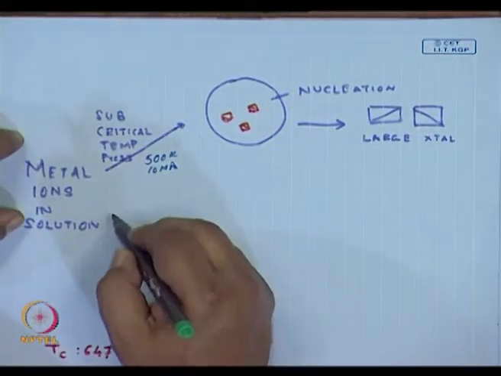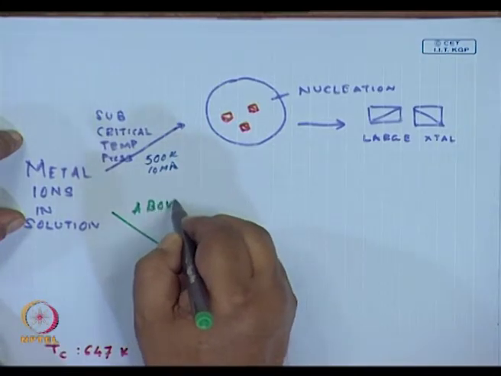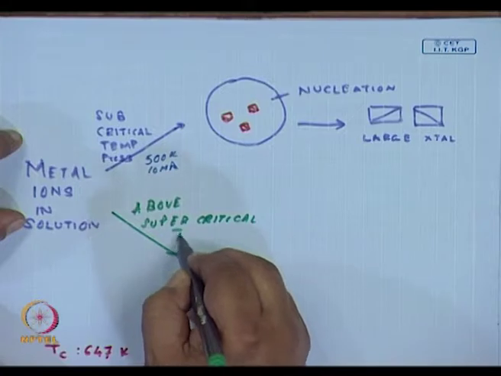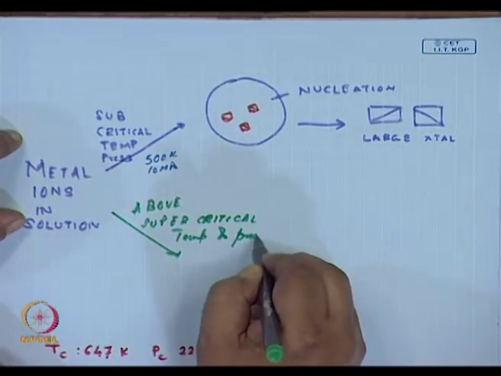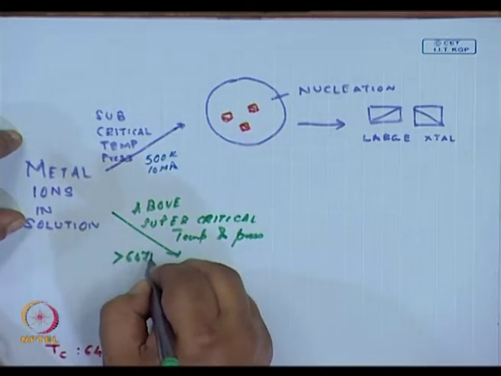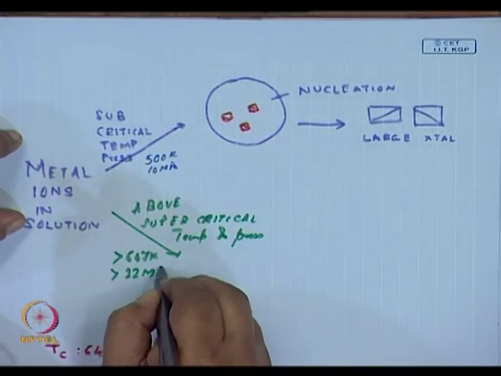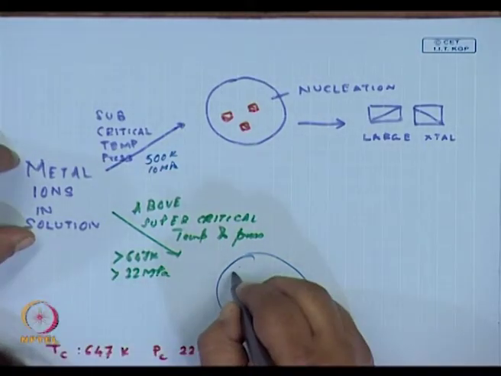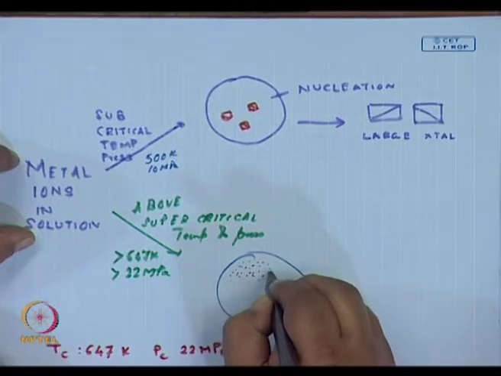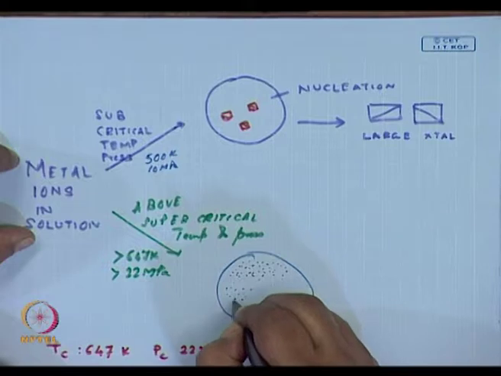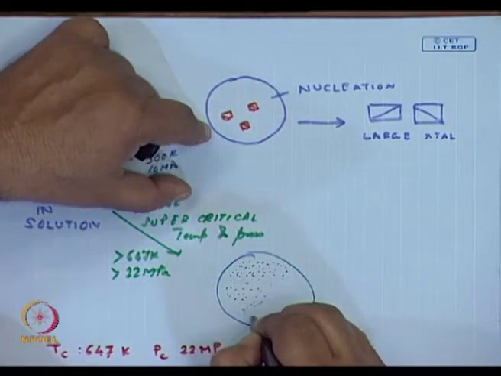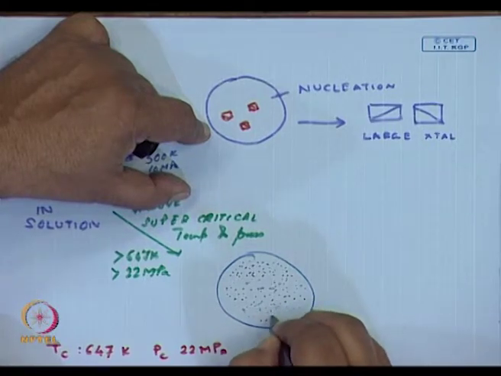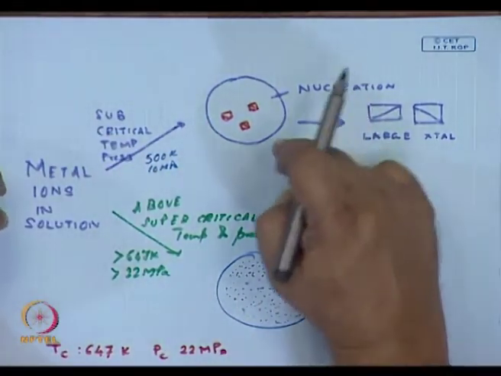But if we are above the supercritical temperature and pressure, which is greater than 647 K and greater than 22 megapascal, what would happen over here is there would be a huge number of nuclei which would be stable at these elevated temperatures and pressures, contrary to over here, and as a result the presence of this huge number of nuclei would prevent the nucleation and growth which has occurred over here.